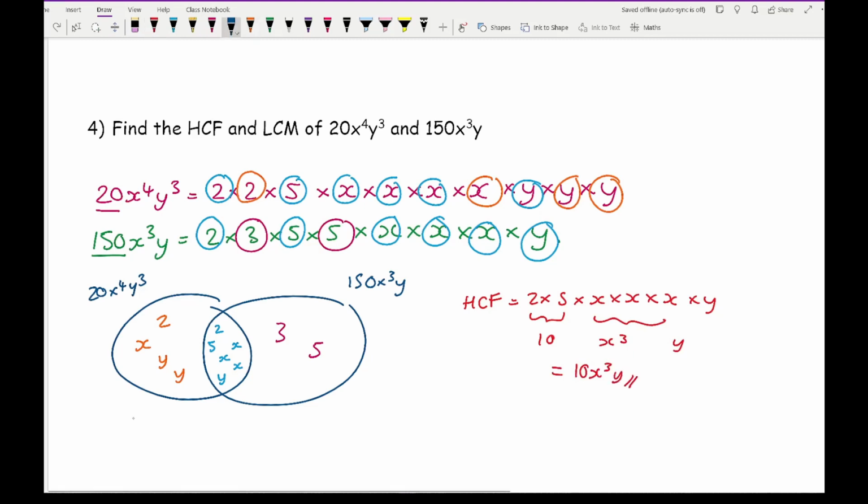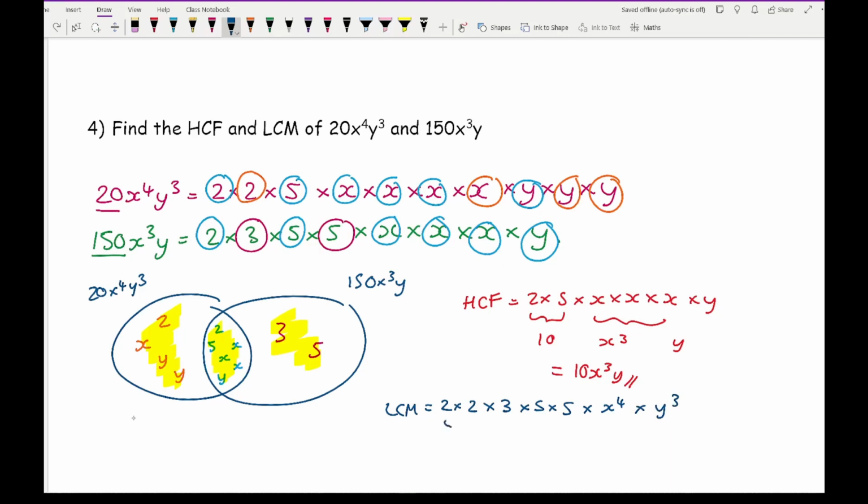Then for the lowest common multiple, I've got to multiply all the things inside the Venn diagram together. So these 4, these 6, and these 2. And it might make it a little bit messy, but fortunately that's just the nature of this question. So here I've got 2 times 2. I'm going to write the numbers in order. So I've got 2 2's, I've got 3, I've got 2 5's, and then counting the x's, I've got 1, 2, 3, 4. I'm just going to write x to the 4 to save my pen, and then I've got 3 y's, so I write y cubed.